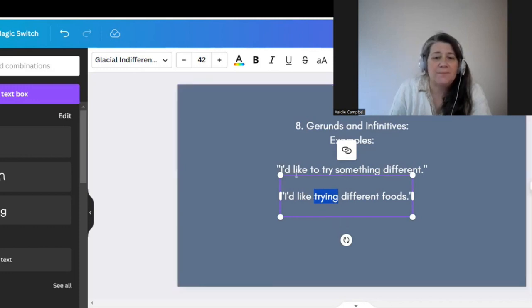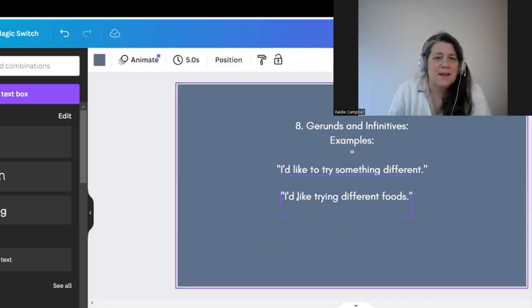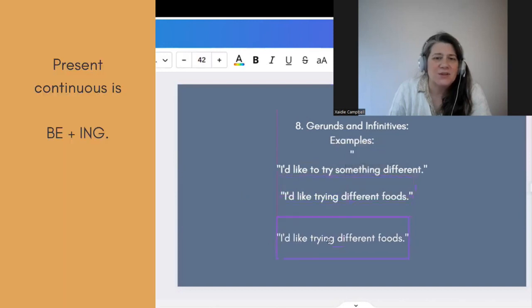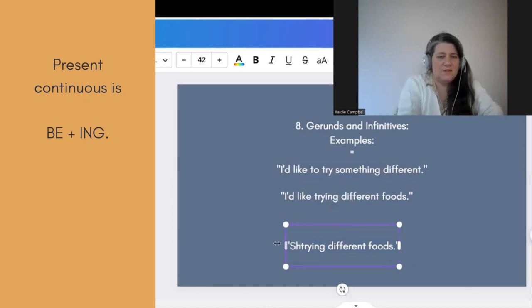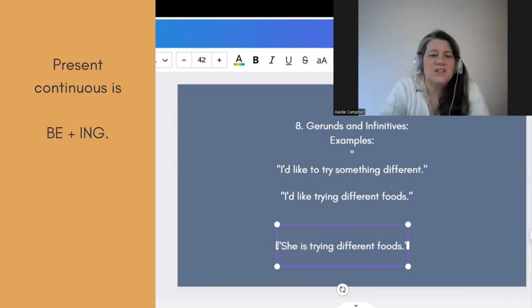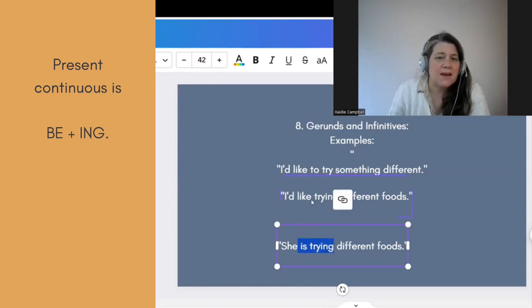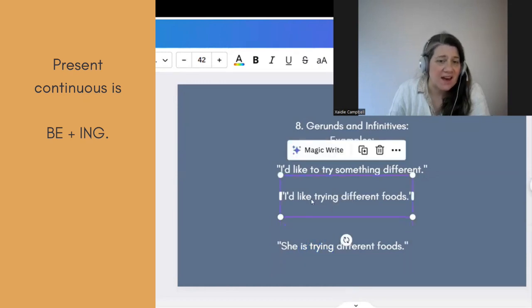So right now, just pay attention to it and see if it has. Now, if I change this sentence to this, she is trying different foods. Now it's the verb, is trying. You see, a verb always has to have the be with the ing. But a gerund will not have the be. That's how you can tell.